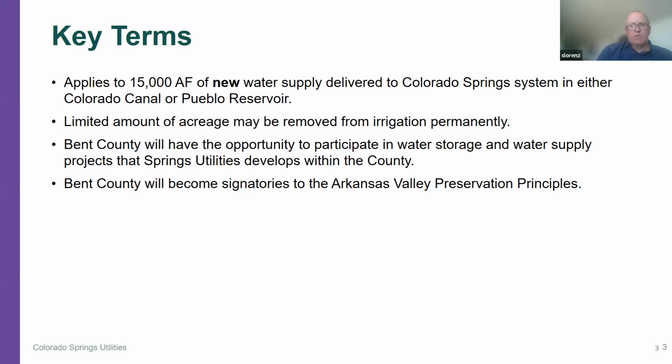And then the last one, Arkansas Preservation Principles, simply says that all the signatories, the big municipalities and the conservancy districts in the Arkansas Basin, will work together to raise all ships together and make sure that the Arkansas Basin as a whole is successful, whether it be economic, water supply, all those different areas. Next slide, please.